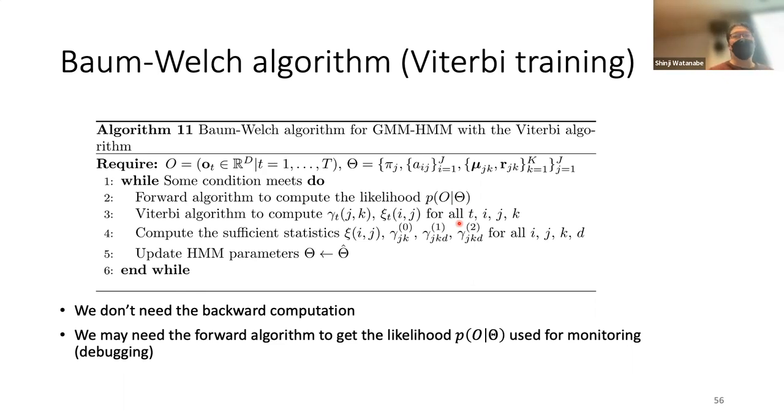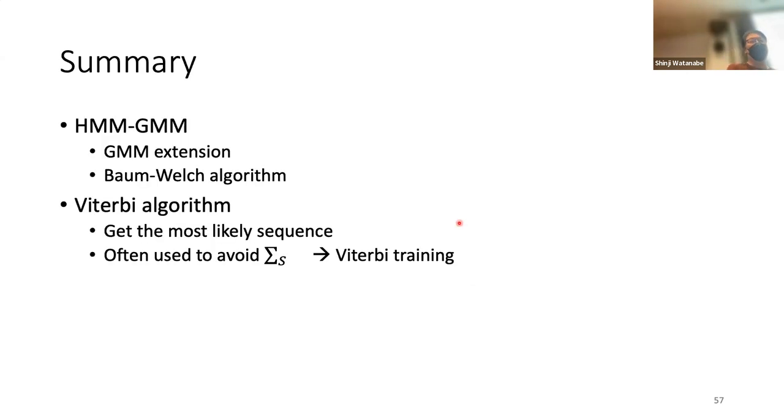So that's the summary of today's lecture. Today we extended the HMM from a single Gaussian to the Gaussian mixture model, and then provided the Gaussian mixture version of the Baum-Welch algorithm. I didn't fully provide the derivation this time, but as you can see, we can mostly solve it by just having an additional variable. And the other important algorithm is the Viterbi algorithm, with which we can get the most likely sequence. And even this approximation is used for training.